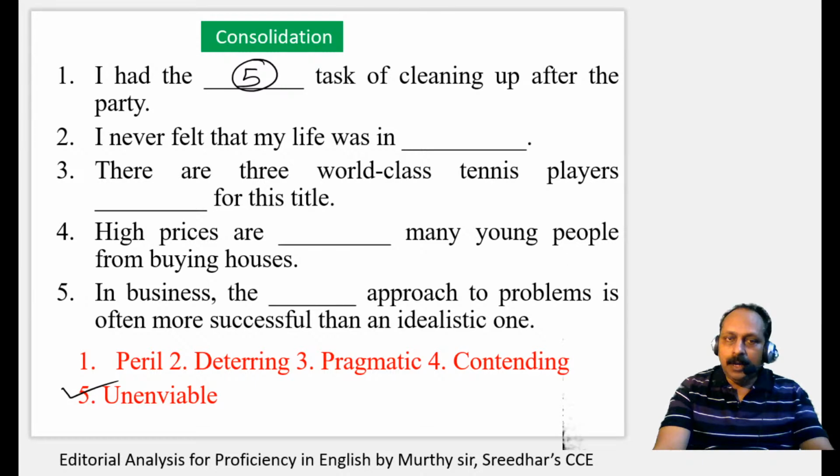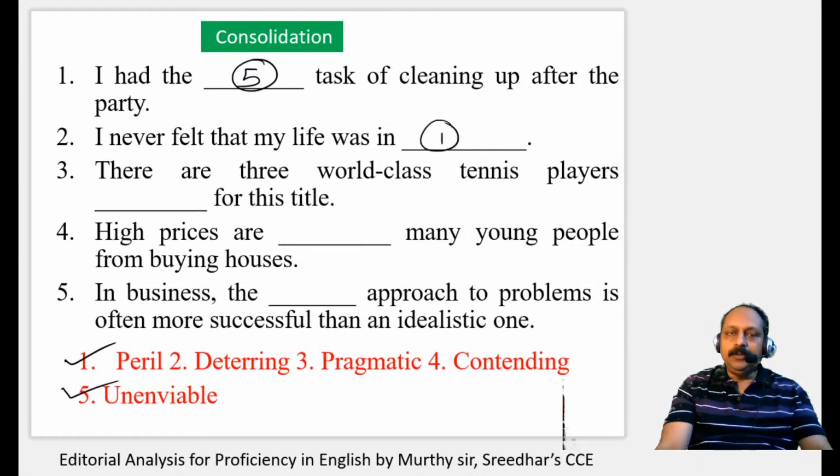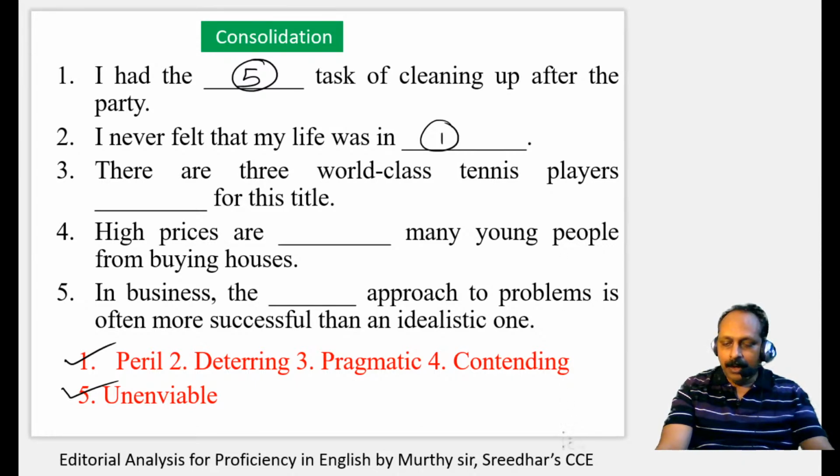I never felt that my life was in. My life was in what? I will not tell the meanings. The next slide, you have to find out the meanings. It is peril. I never felt that my life was in peril. That's absolutely right, Bharat. Go to the next one. Shravani also. Sarvani, okay. Rama Devi also, she has got it right. Suresh Kumar. Please go to the third sentence.